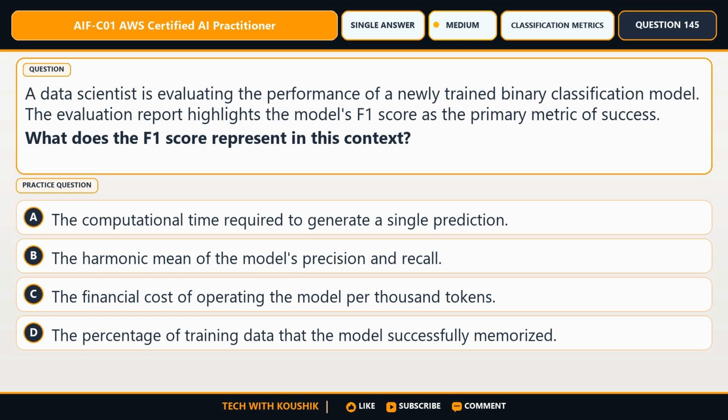Consider option A. The computational time required to generate a single prediction. Consider option B. The harmonic mean of the model's precision and recall. Consider option C. The financial cost of operating the model per 1,000 tokens. Consider option D. The percentage of training data that the model successfully memorized.